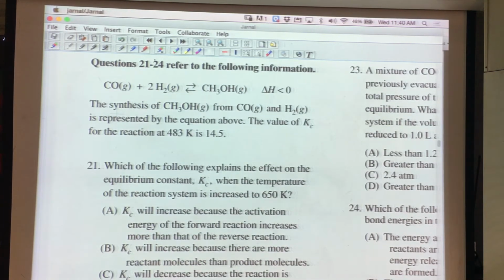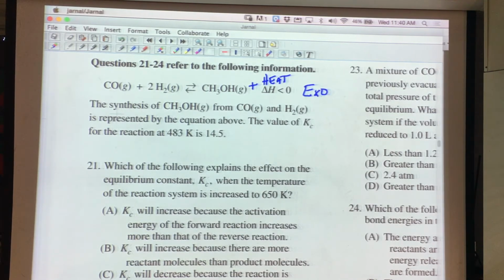CO plus 2H2 gives me this. Delta H is less than 0. What does that mean? What's it screaming to you? It's exothermic, which means the heat is where? On the product side. That's what they're screaming. We may need it or not, but I'm going to write the heat right there.